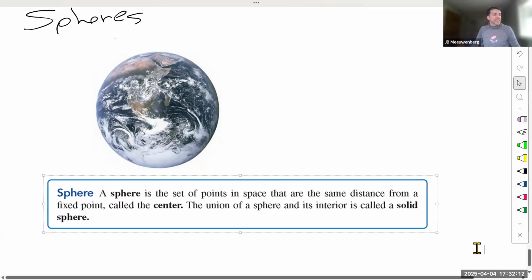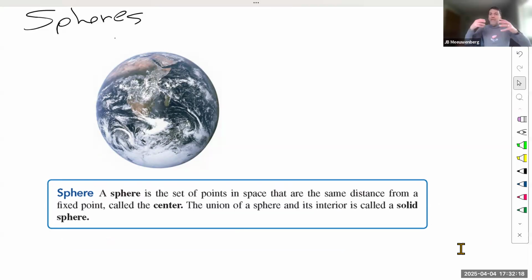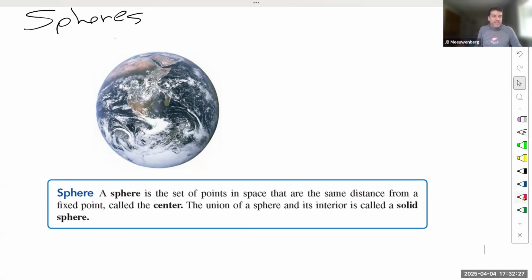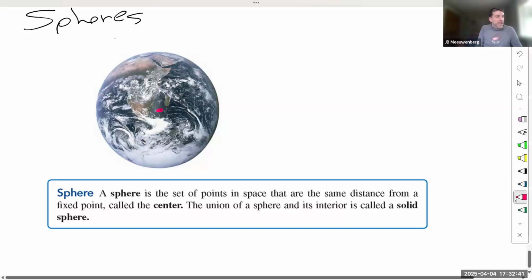It says a sphere is the set of points. There's that word we introduced way back at the beginning of the course, a set, right? A group of all of these points. It's a set of points in space that are the same distance from a fixed point called the center. The union of a sphere and its interior is called a solid sphere. So isn't that an interesting definition? Imagine if you could travel all the way to the center of the Earth.